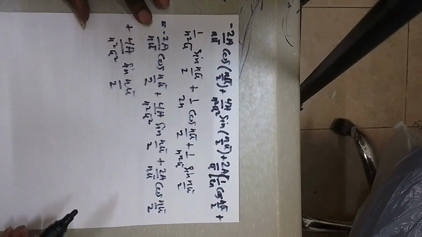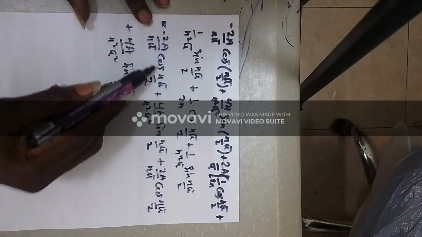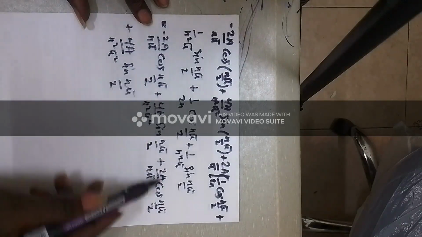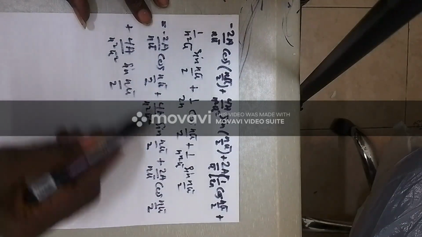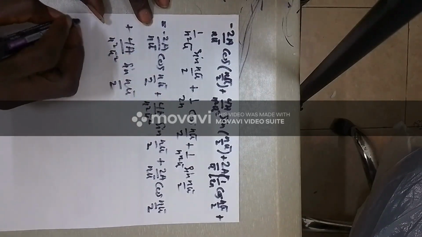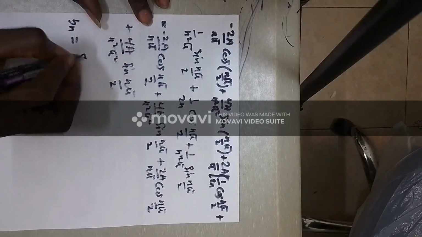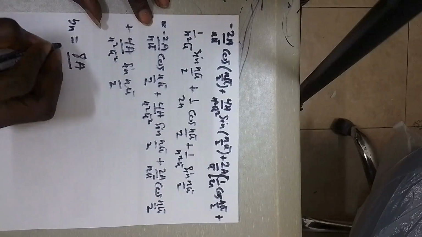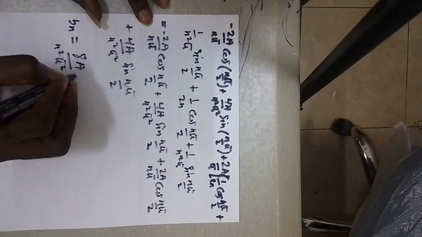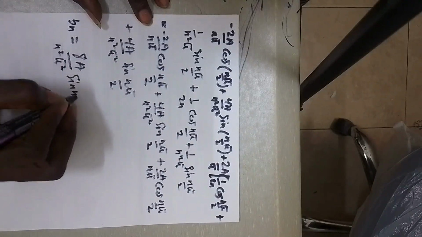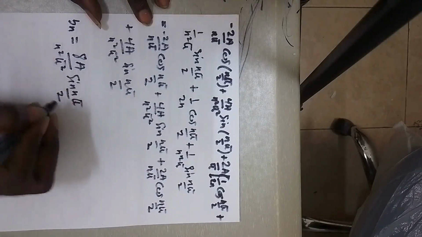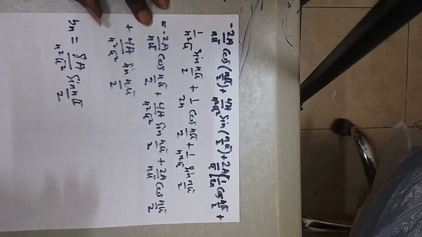So what you can see is that this one and this one, they can cancel each other, and then I can add this and this one. Okay, so in that case, I'm going to have bn equal to 8a over n squared pi squared sine n pi over 2. Okay, so that is what I'm going to have.